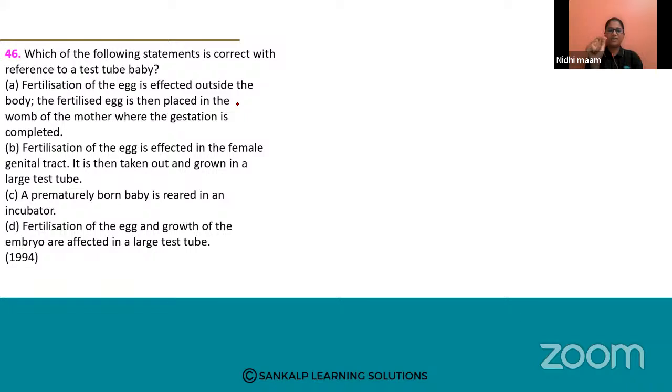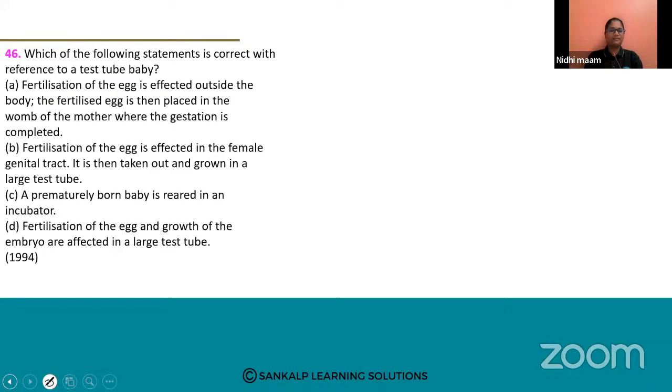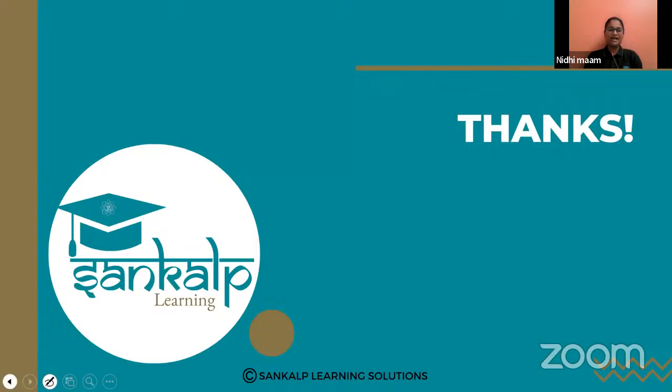So Janvi Kamath, Lubna, Abhilash answered the question. Okay, let us check the answer here. Option A: Fertilization of the egg is effected outside the body. It is done outside the body. Then the fertilized egg is placed in the womb of the mother where the gestation is completed. Option A is the right answer.